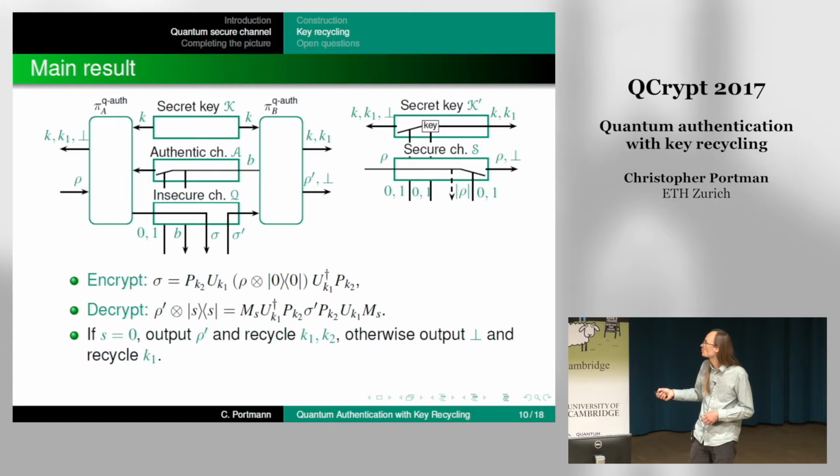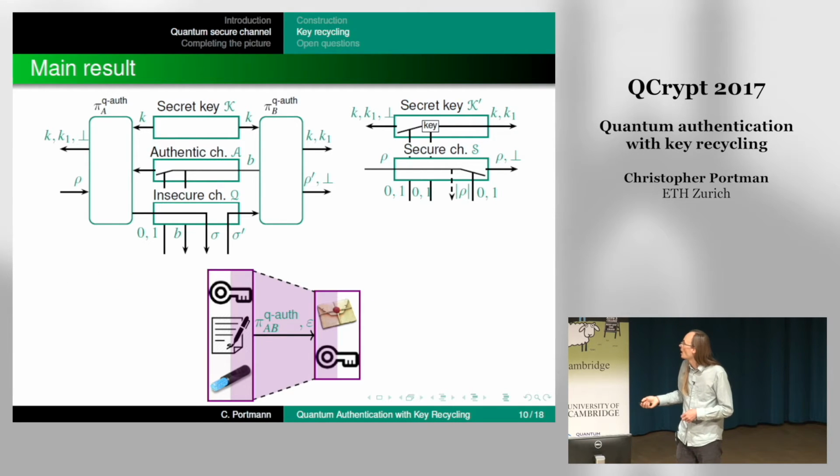This is just repeating what the protocol is: encrypting, decrypting, and then, depending on the value of S, you either recycle everything or you just recycle part of the key. So what I've just argued is the quantum authentication part, where we start off with these resources: a key, a backwards authentic channel, and an insecure quantum channel. And we construct a secure quantum channel, and we get the key back. We get it back with an extra switch on it, which is just not drawn in the picture.